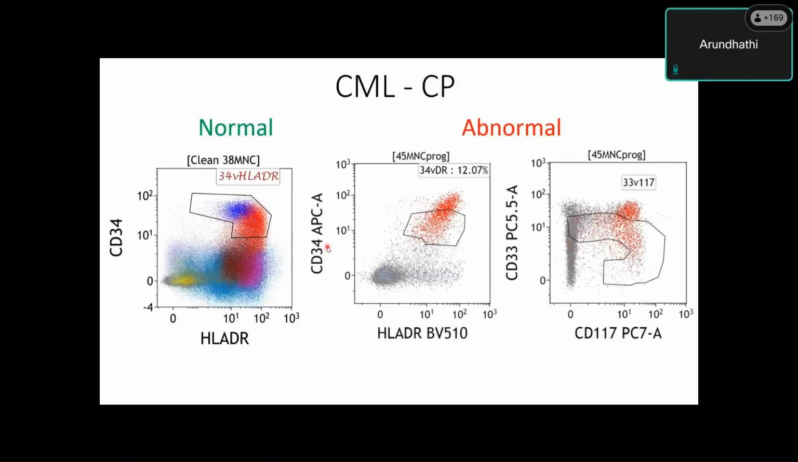Again, even in the CML case, chronic myeloid leukemia, this is normal, but there is abnormal overexpression of HLA-DR. You can see there's clearly abnormal overexpression of HLA-DR or overexpression of CD33 expression. So based on the normal or typical antigen expression or asynchronous expression, even for a CML case, you can identify the abnormal myeloid blasts.